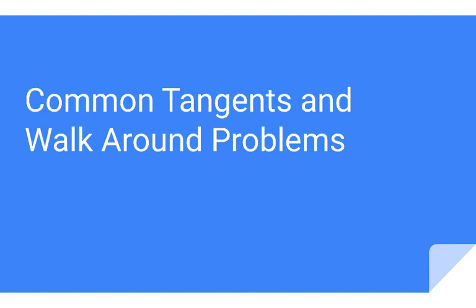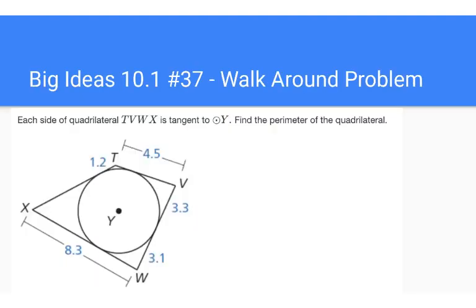Today, what we're going to do is take a look at some common tangent problems and some walk-around problems. There were actually two of these types of problems in your work from 10-1. Problem 37 was a little bit tricky, gave a few people problems, but problem 40 gave people much more problems. So we're going to take a closer look at those and some related type problems. Okay, so I hope you have your thinking caps on this morning as you're listening to this and working through it with me. All right, so Big Ideas 10.1, number 37.